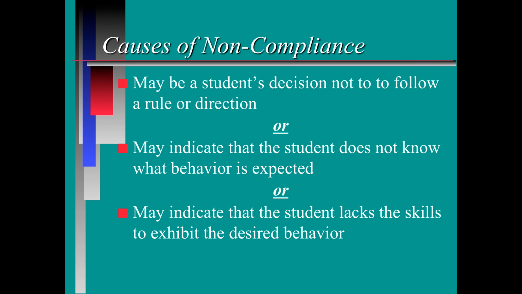Sometimes it may be that a student's decision is to not follow a rule or direction. And we see this when a student states, "No, I will not do it." Typically, it's because they choose not to. Okay. It may indicate that the student doesn't know what behavior is expected, such as Philip. He didn't know what behavior was expected during Foursquare. Or it may be that the student lacks the skills to exhibit the desired behavior.